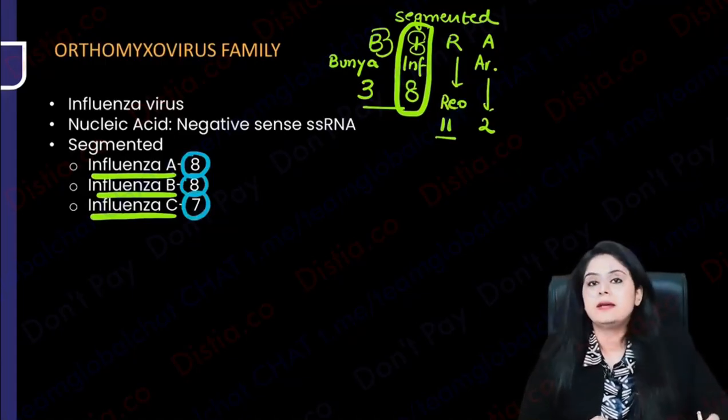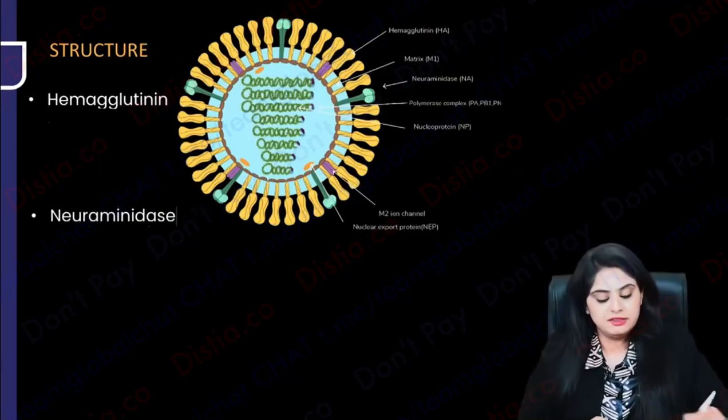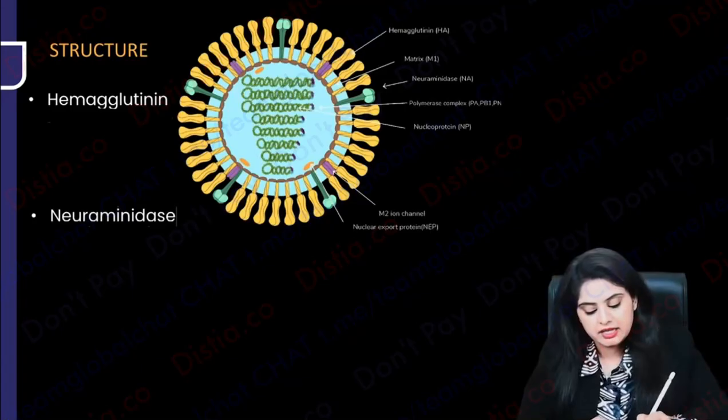Now I'll show you a diagram. This is how an influenza virus looks. All of us know that it is an RNA virus. So in the center there must be an RNA over here.